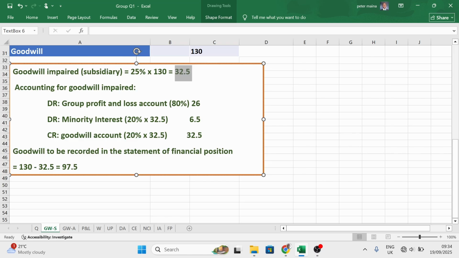So this is the accounting treatment for goodwill impaired. We are supposed to debit group profit and loss with the share of the parent, which is 80% of 32.5, giving us 26. Then we debit minority interest with the share of minority, which is 20%. So 20% of 32.5 will give us 6.5. And then we are going to credit goodwill account with the whole amount.